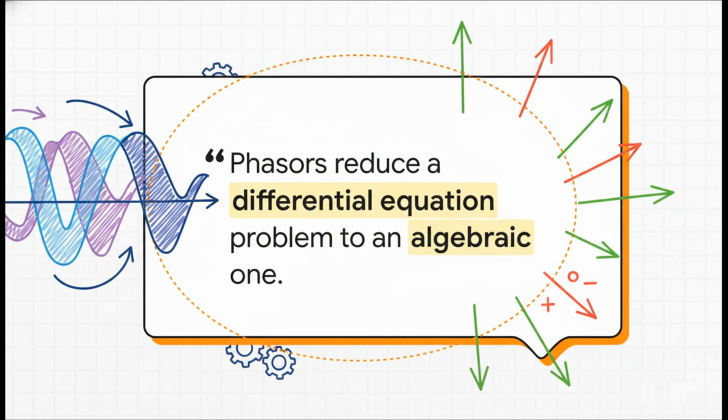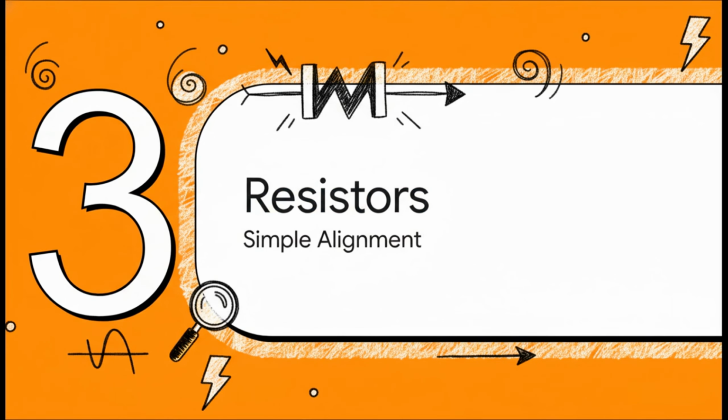And here is why this is such a game changer. By turning these wavy, complicated, time-varying signals into simple little arrows, phasors let us ditch the complex calculus and instead use basic algebra to solve our circuit problems. That's not just a small simplification, that's a huge deal. Okay, enough theory. Let's see how this all works in practice.